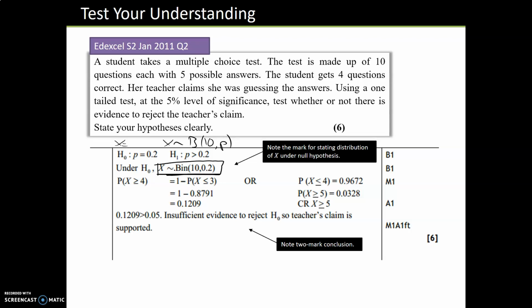Notice it says B, and that's just another way of doing it. More conventionally, you just write a B. And one way you either work out the probability or you work out the critical region. Whichever way, you say either because the 4 questions is not in the critical region, or because the probability is bigger than 0.5, there's insufficient evidence to reject the null hypothesis, 1 mark, so the teacher's claim is supported.